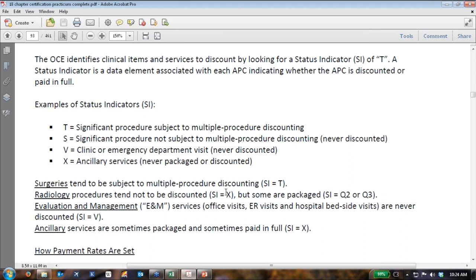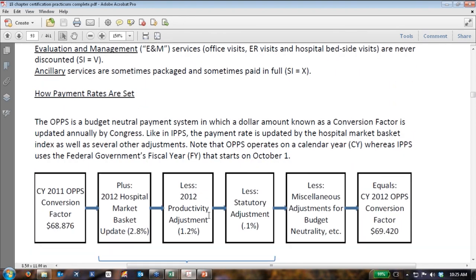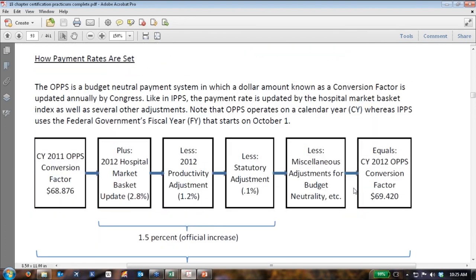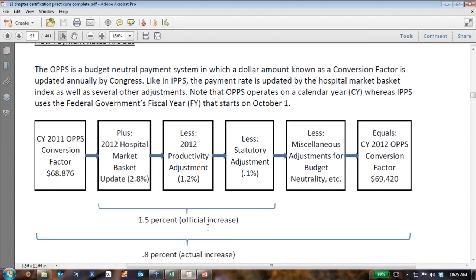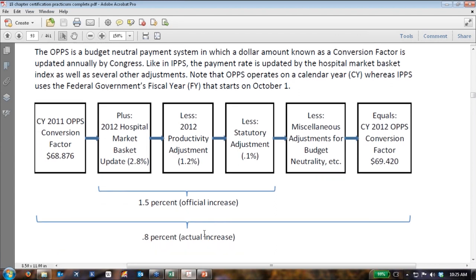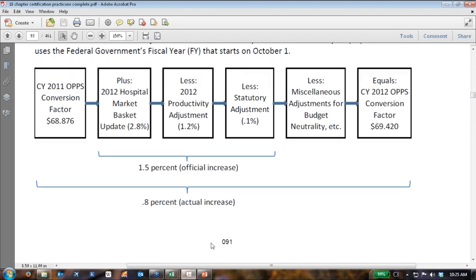Radiology, many radiology things have their own discrete APCs. E&M codes are never discounted, we already talked about. And then ancillary services, the X's, are sometimes packaged and sometimes paid in full. By package, it means they get ruled out and not paid at all, or sometimes they get paid in full. So how does this work? Here's a way in which the factor gets updated every year. You don't need to know this, but it's interesting to know. The government giveth and the government taketh away. You see that here in these update factors.